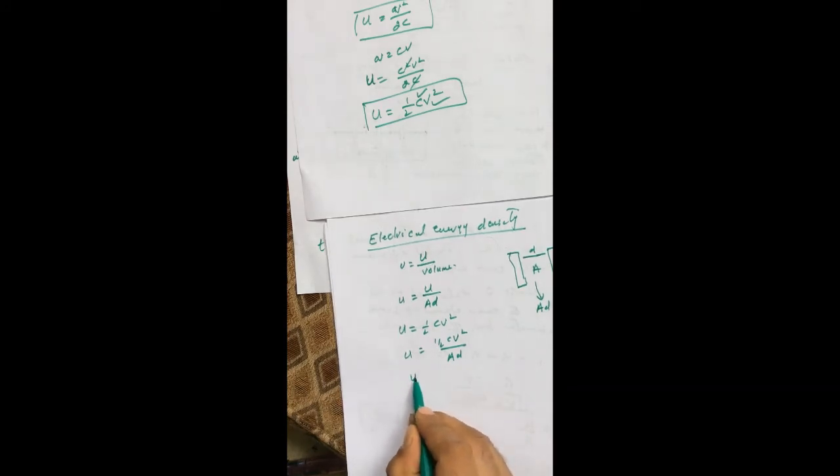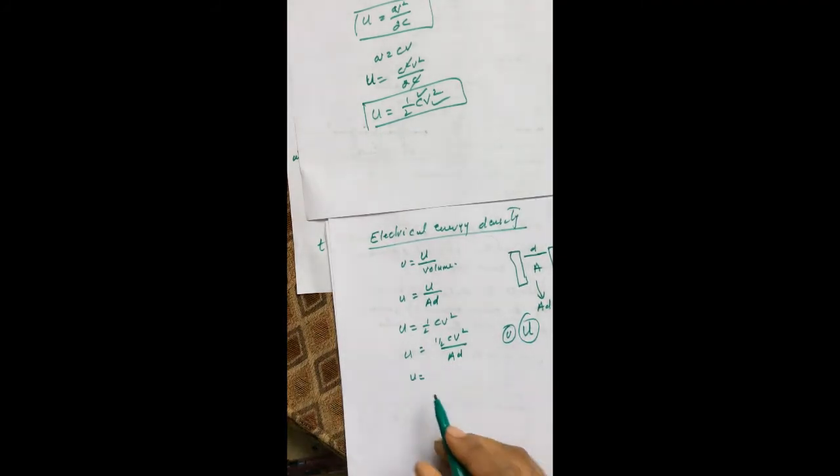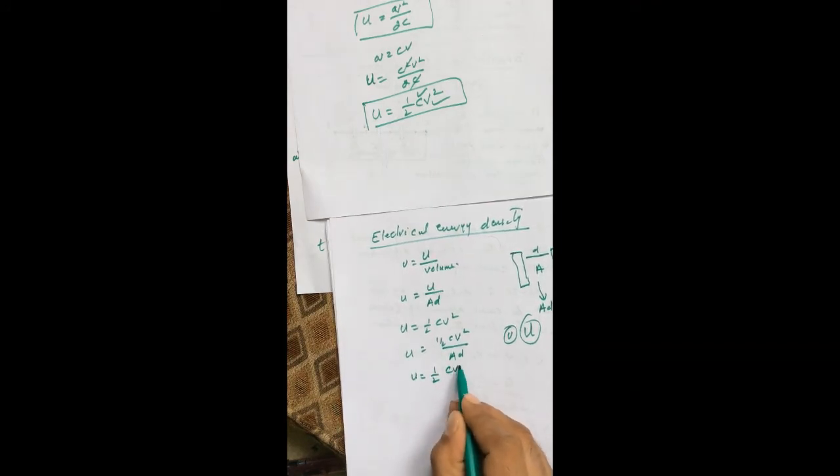I can say that small u is the electrical energy density. So we have to differentiate between electrical energy density and electrical potential energy. This is the symbol for the energy density, and this is for the potential energy. So we have this, which is equal to 1 over 2 CV square over AD.